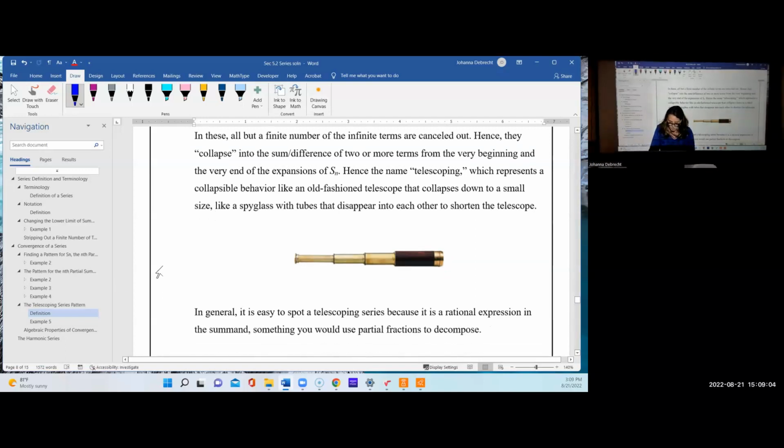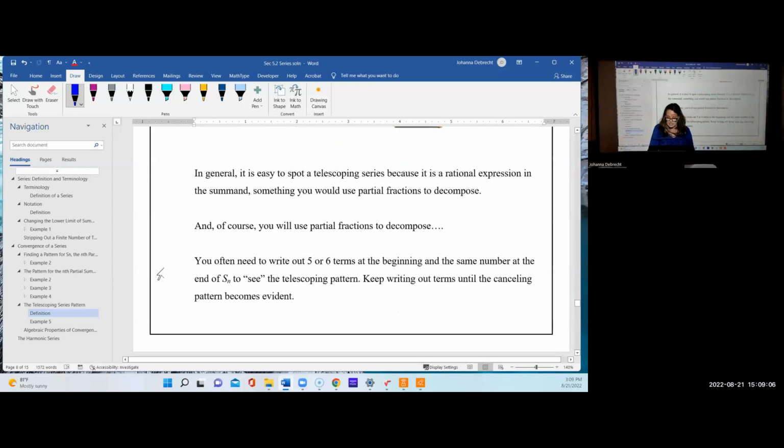So when we have this, they're relatively easy to spot because the summand looks like a rational function. So it's the ratio of two polynomials, and something that you would normally use partial fractions to decompose. And so we are going to use partial fractions to decompose it. Now, when we write out the expression for S sub n, we'll have to write out 5, 6, or even more terms at the beginning, and the same number at the end.